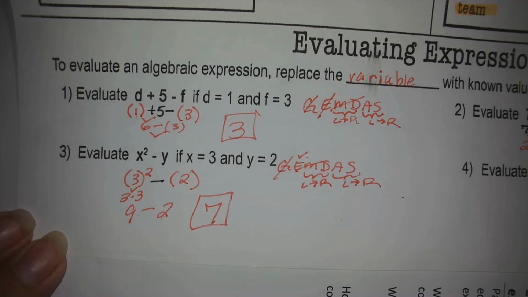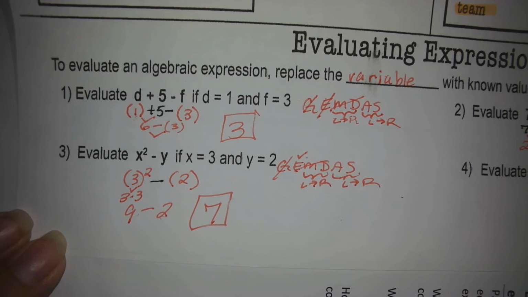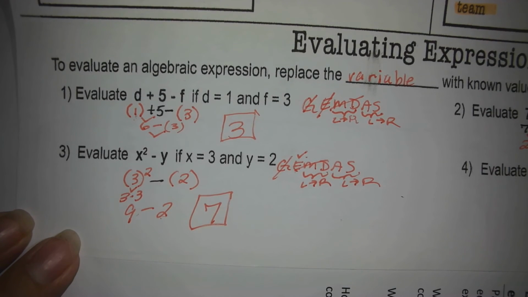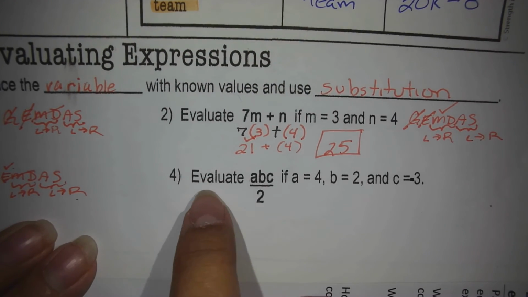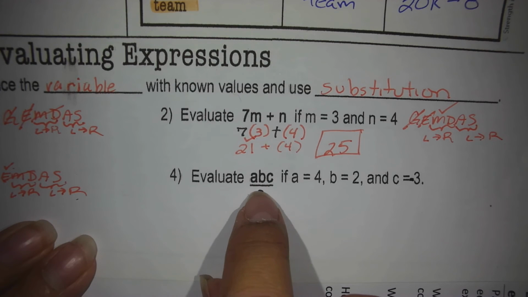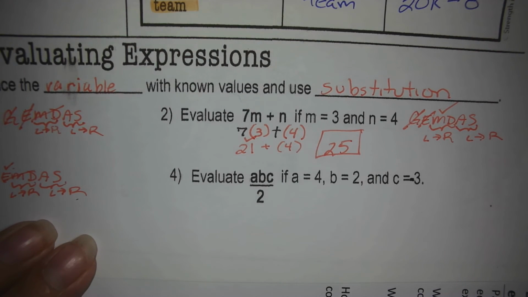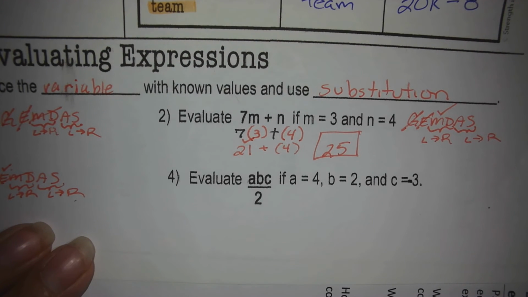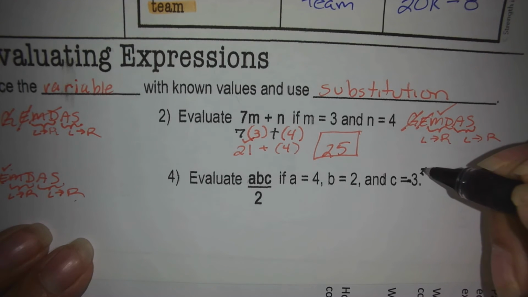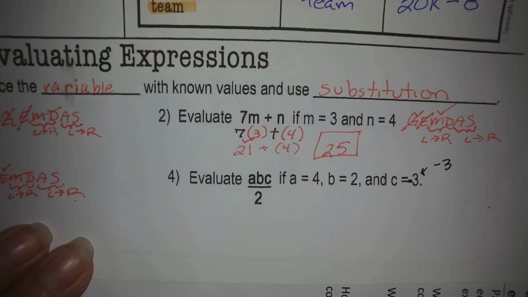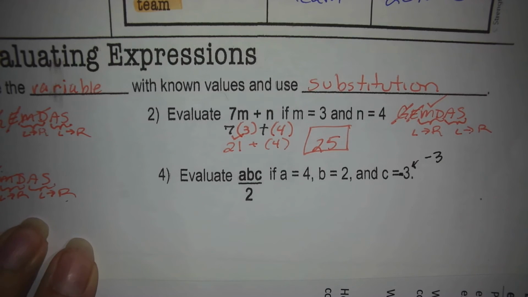Ooh, this is going pretty fast, huh? All right, let's carry on. Last one. Evaluate A times B times C. Remember, this is like divided by 2. If A equals 4, B equals 2, and C equals, that's not clear, but this is supposed to be a negative 3. So we actually have a negative now.